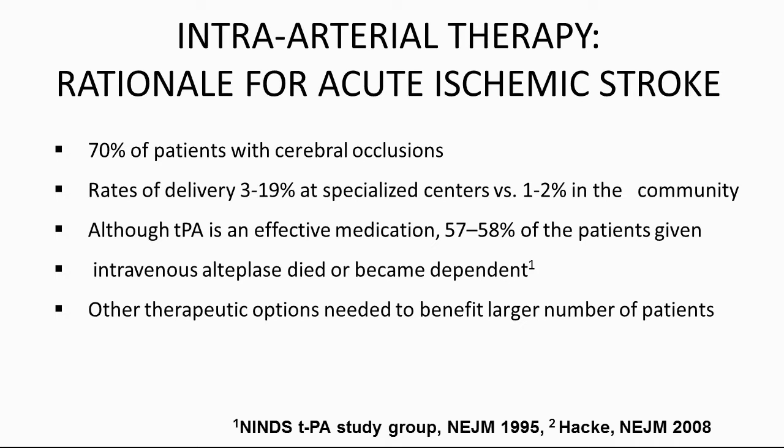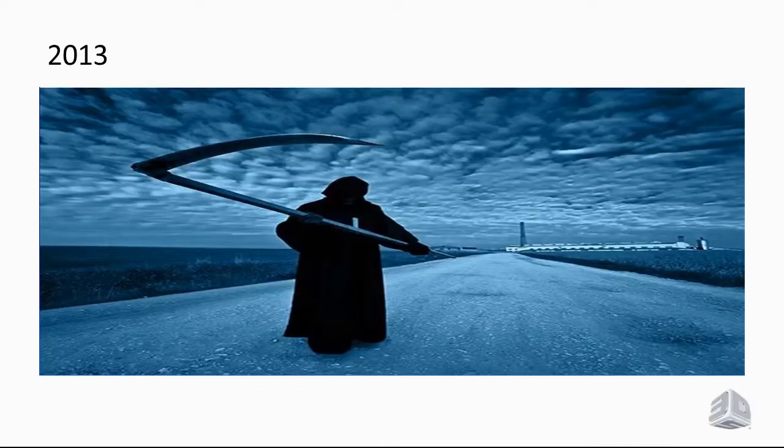And although it's effective, again, for smaller branch occlusions, in 57 to 58% of the patients given IV TPA in the NINDS study, they became dependent or died. So there are a lot of large vessel, big, nasty strokes that are left untreated with IV TPA, and hence the rationale for intra-arterial therapy.